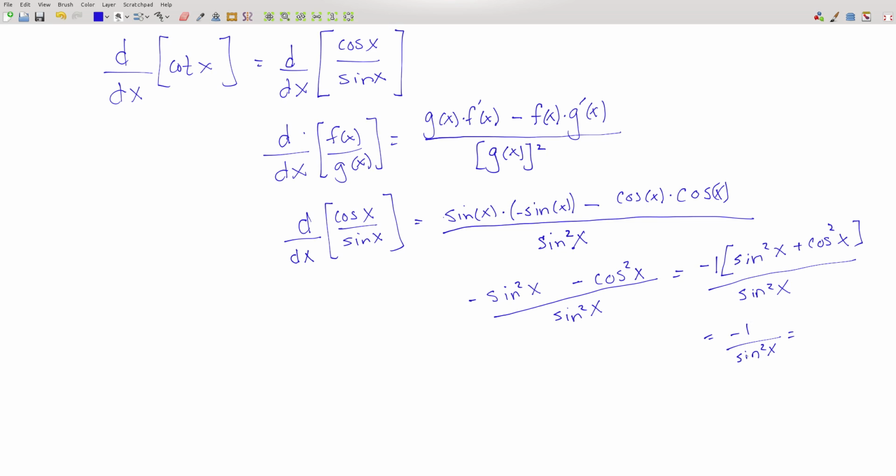But 1 over the sine of x would be the cosecant. So 1 over sine squared x is the cosecant squared. This is the negative of that. So this is all equal to a negative cosecant squared x. I'm going to summarize the result by writing it down here. We have the derivative of the cotangent function is equal to a negative cosecant squared x.